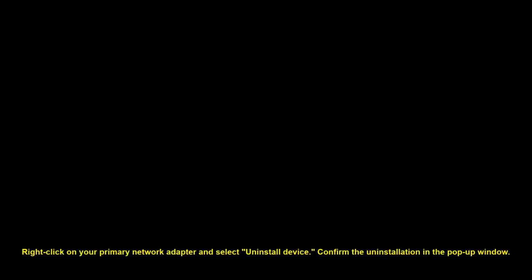Now, press the Windows key and type Device Manager into the search bar. Open the Device Manager from the search results. Locate the Network Adapters section and expand it. Right-click on your primary network adapter and select Uninstall Device. Confirm the uninstallation in the pop-up window.